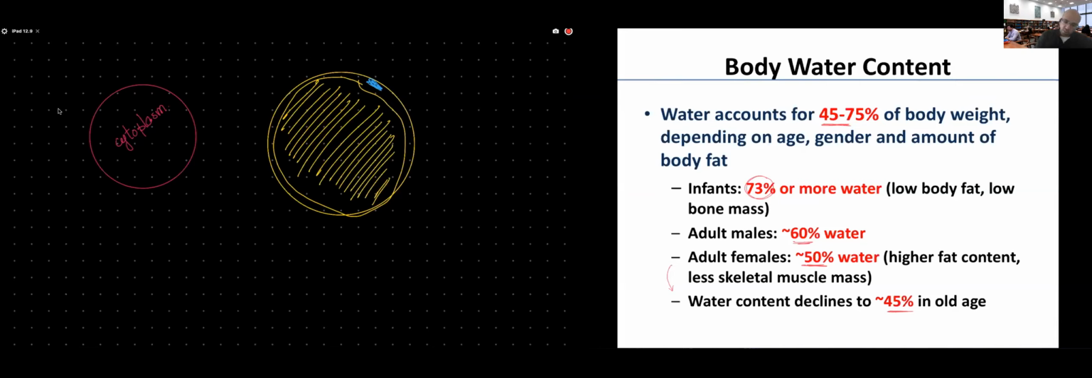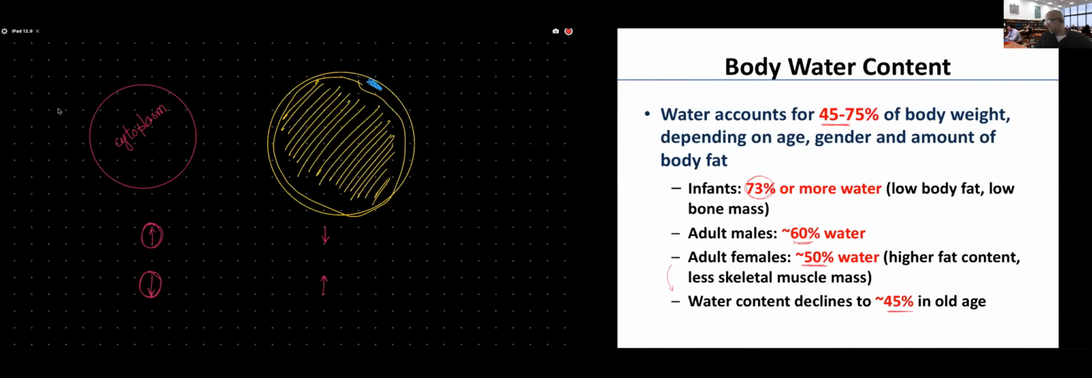So what's going to be the relationship between the body fat content and the water content? They are opposing one another. So if I have less fat in the body, this means I have more water. And if I have more fat in my body, the percent of fat is going to be greater. So as a result, the representation of the water in terms of my body weight is going to be decreased.